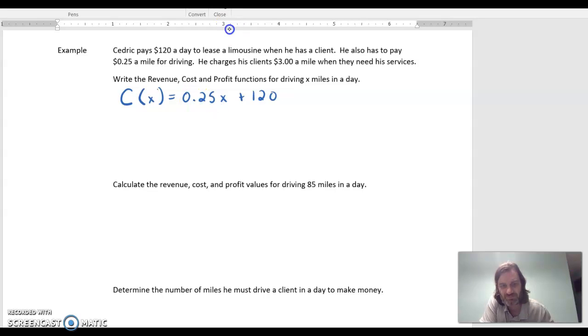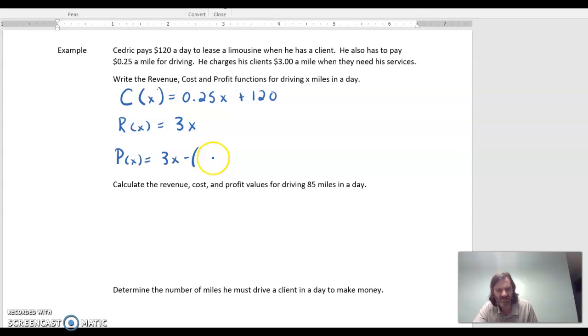Now it says he charges his clients $3 a mile when they need his service. So $3 a mile he's charging, that's revenue, money he's bringing in. So that's a price times quantity. The price is $3. The quantity is x number of miles. So the revenue will be 3x. And the profit will be the revenue minus the cost.